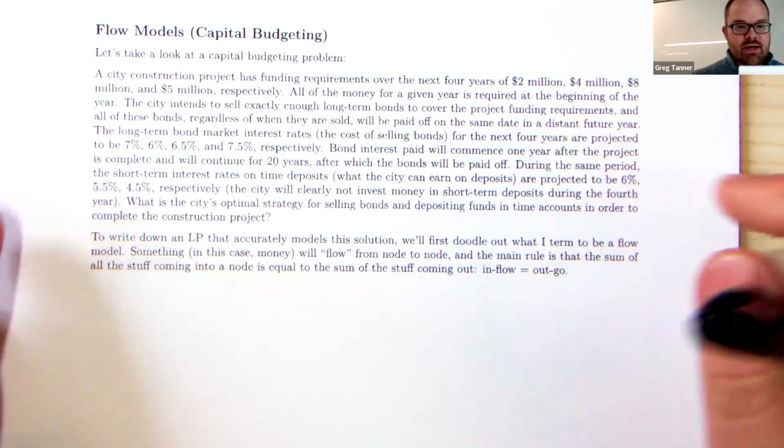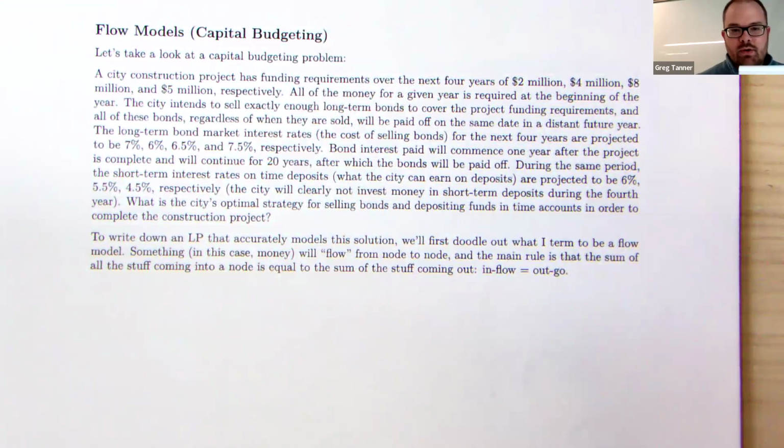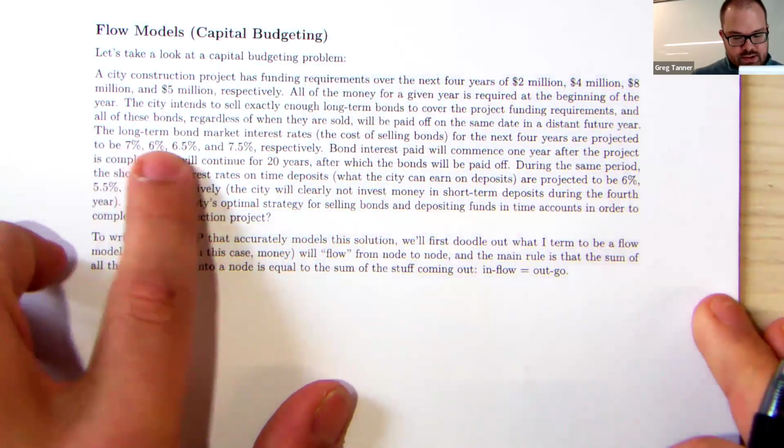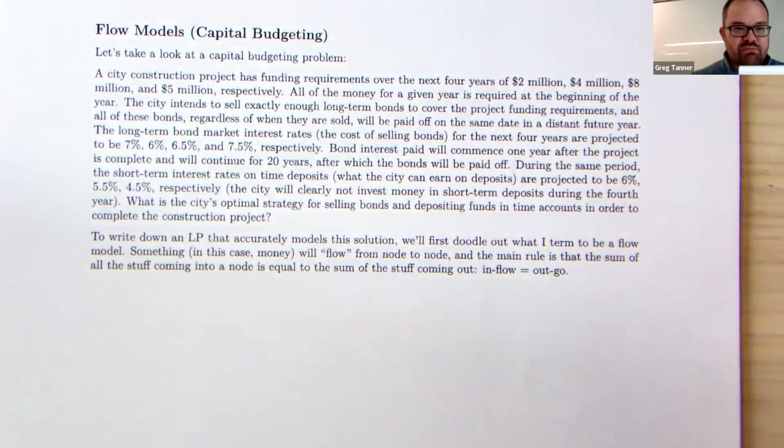A city has funding requirements for a capital project of 2 million, 4 million, 8 million, and 5 million over 4 consecutive years. They need to raise that money by selling bonds, and those bonds have different interest rates, and we have a forecast for what those interest rates are going to be over the next several years. This is a simplified problem. It doesn't perfectly match how bond scenarios for capital projects actually work, so you'd have to modify this to make it work in reality.